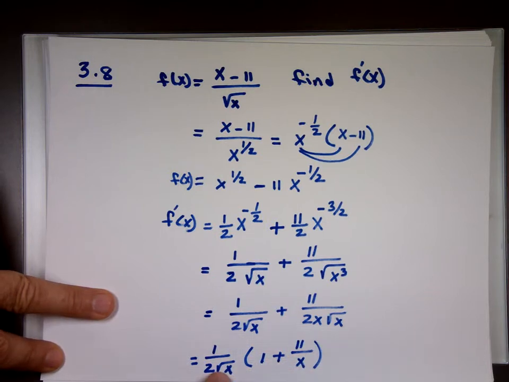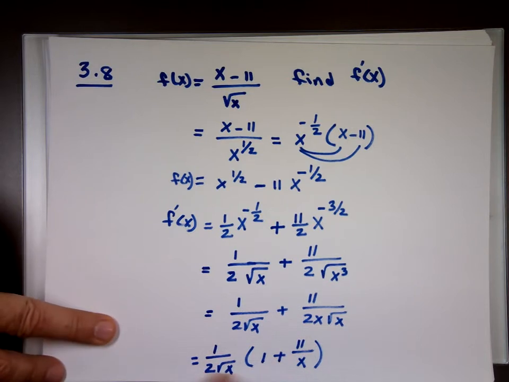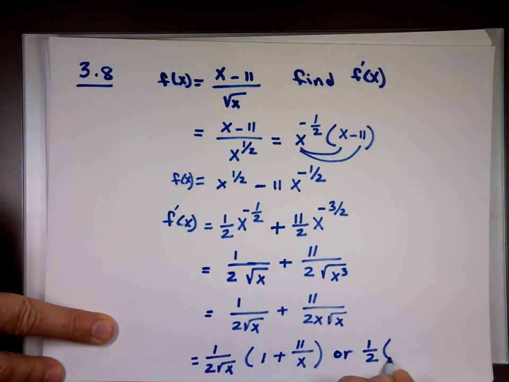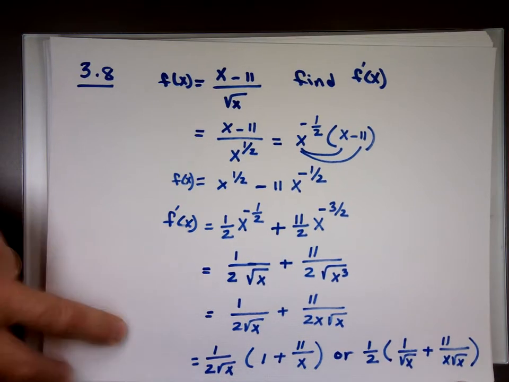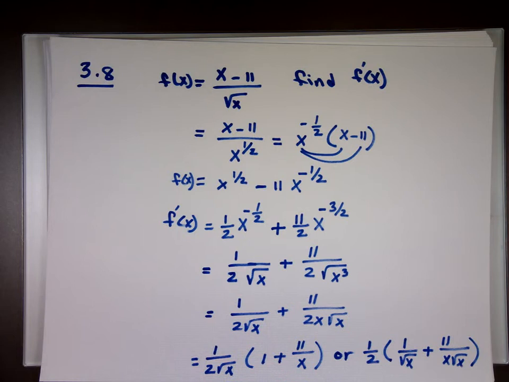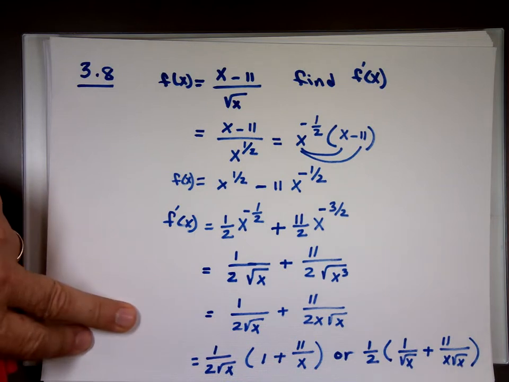They might just take the 2 there. I'm not sure. Some people would like to have the x's together. So if you just took the 1/2 out, you'll have what? 1 over the square root of x plus 11 over x the square root of x. I'm not sure which one they will like. This is good. They have x plus 11 over 2x to the 3/2. Then they did the LCD, right?